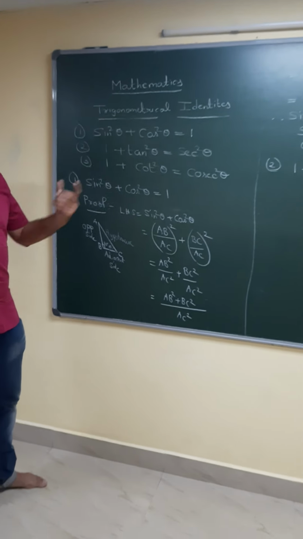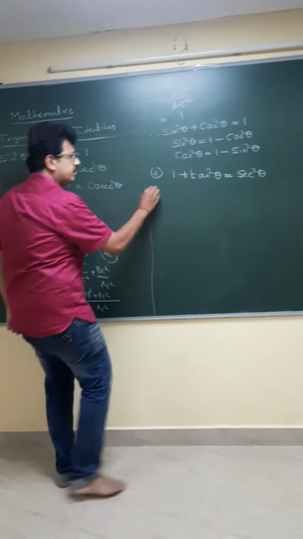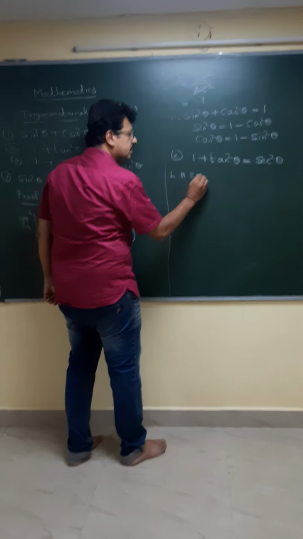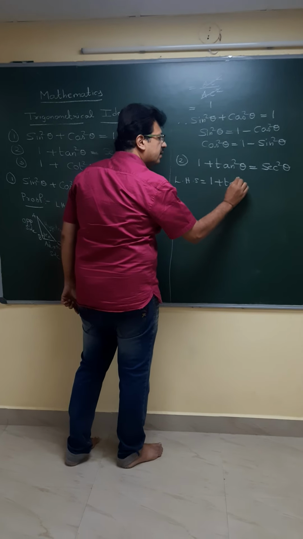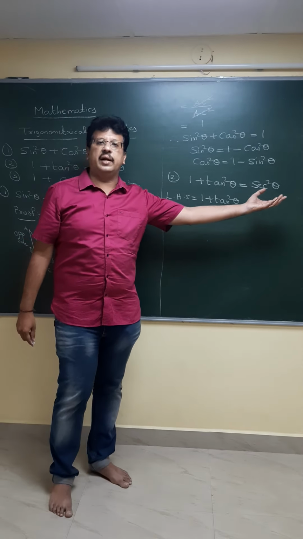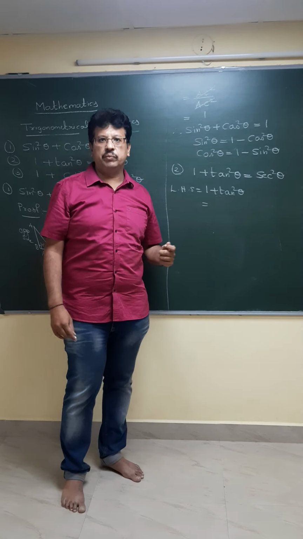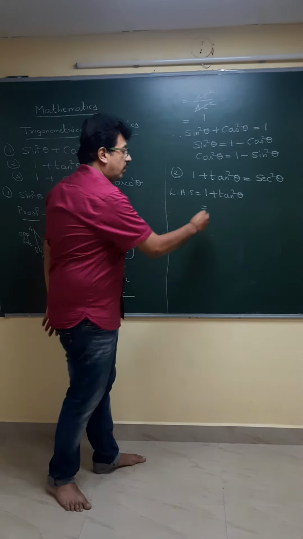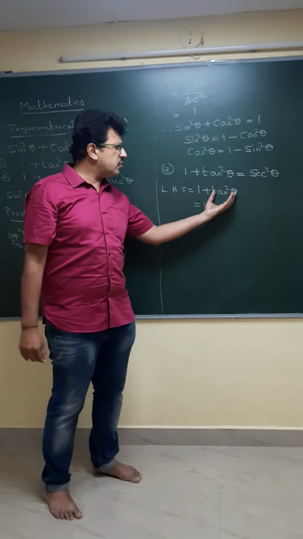How to prove? As usual, we should take the left hand side, LHS, 1 plus tan square theta. We'll take the left hand side and prove the right hand side. The right hand side we need to prove is secant square theta. So let us write now, again, 1 as it is, plus tan square theta.